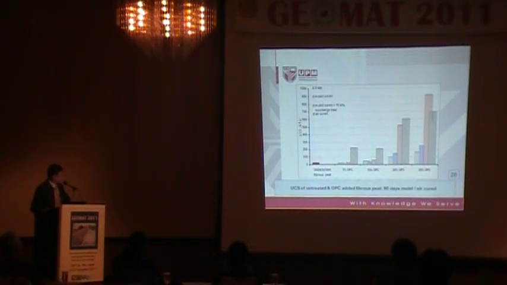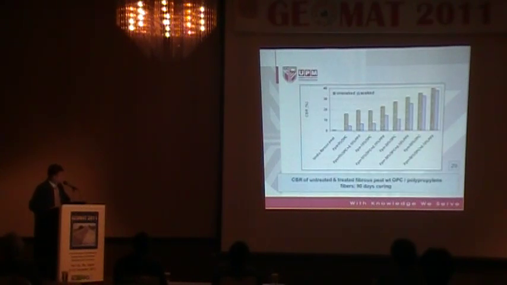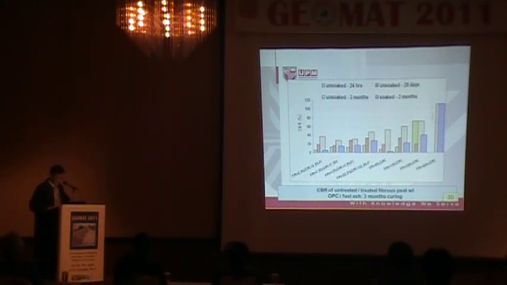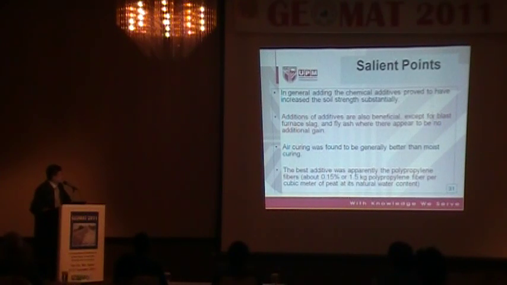So here are some examples of the unconfined compressive strength of untreated and what we call cement-added fibrous peat. Okay, I won't go into much detail. This is an example of UCS of peat with and without polypropylene fiber. And this is an example of UCS of treated and untreated fibrous peat with cement and fly ash after 3 months of curing.